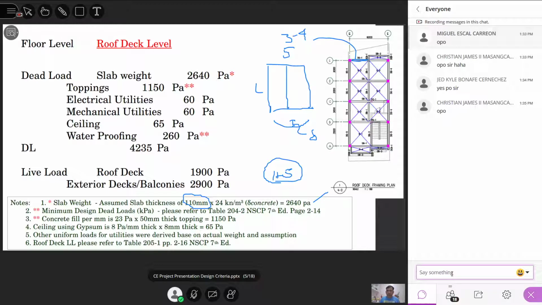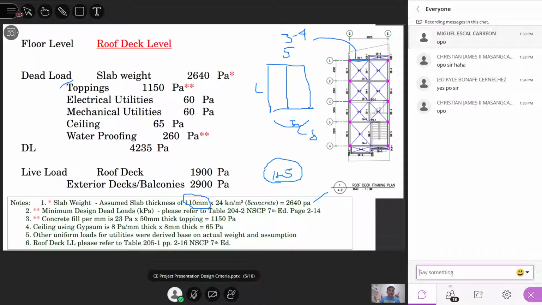Again, since this is a roof deck, okay? So we need toppings. Of course, we have toppings, that is 1150. Buti nga ngayon nakalagay sa code, that is only 1150. 1150, that is minimum design dead load. Please refer to table 204-2 NSCP 7th edition, page 2-4. So makikita nyo dyan yung mga minimum design load. So yung topping nandyan din. So, for concrete fill per mm is 23 Pascal, times 50 mm thick topping, kasi kalimitan 2 inches, so that is 1150.